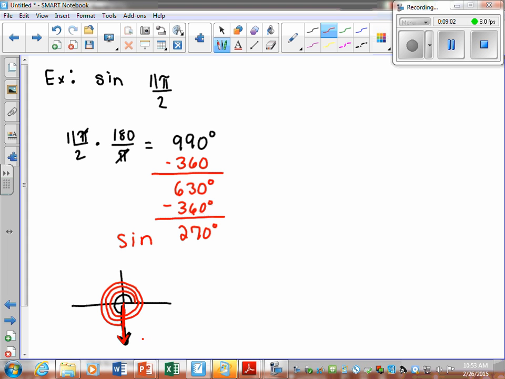So this is the point, ordered pair what on a unit circle? 0, -1. So basically our calculation is going to be the same. What is the sine of our given point? -1. Good. So we come back up here and we say sine of 11 pi over 2 is -1.